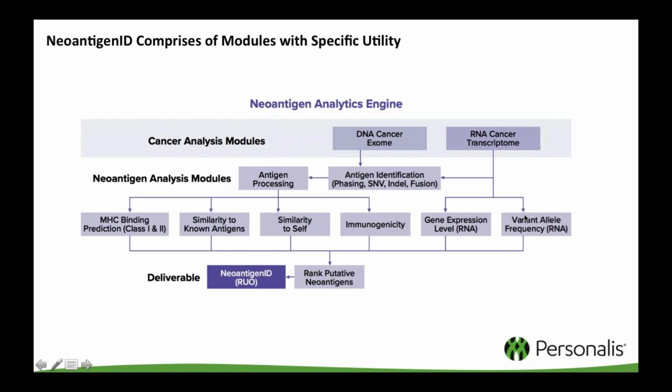And then this shows you an overview of the modules that we've created. So we consider all variant types in our antigen predictions. We look at SNVs, indels, and gene fusion events. We also employ MHC binding prediction for both class 1 and class 2 neoantigens. And then in parallel, we are using both the gene and the variant level expression data. And then we also incorporate secondary metrics such as similarity to self, similarity to known antigens, and immunogenicity in the report out.